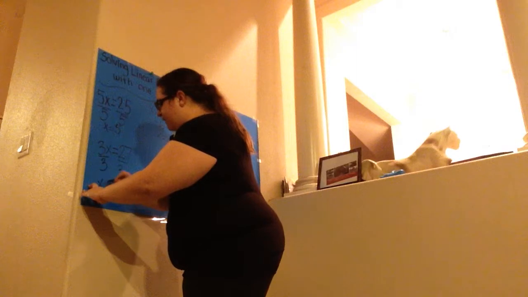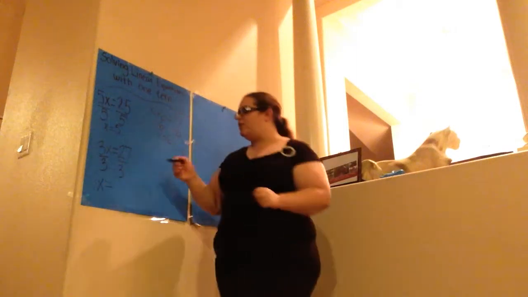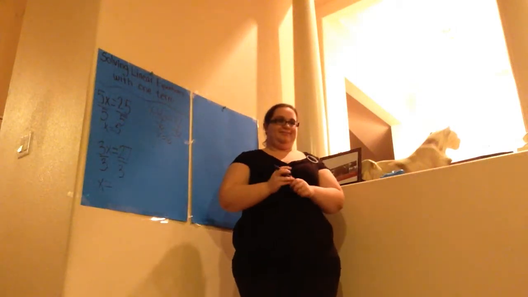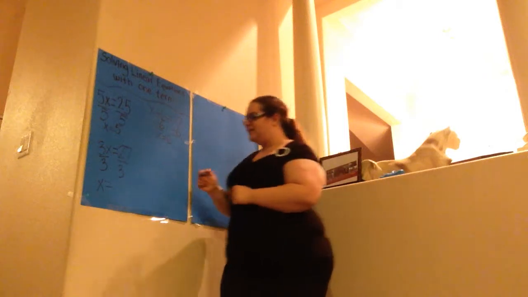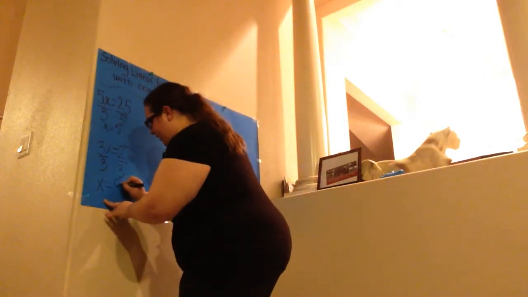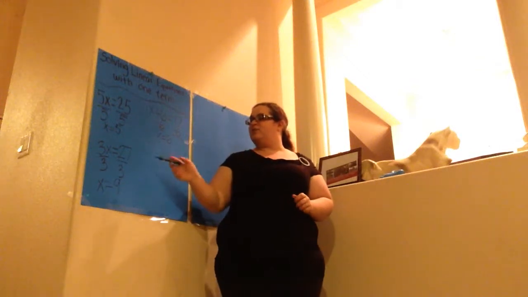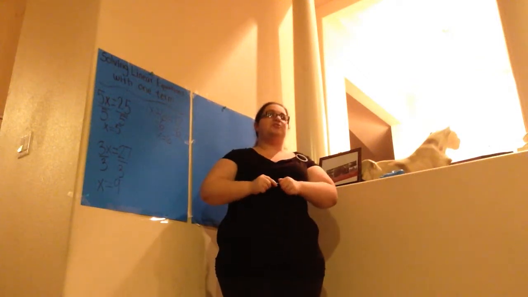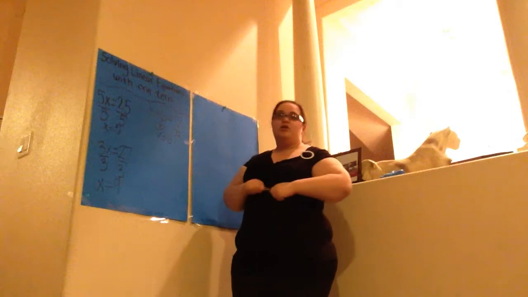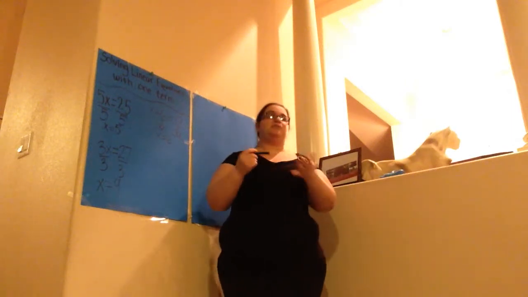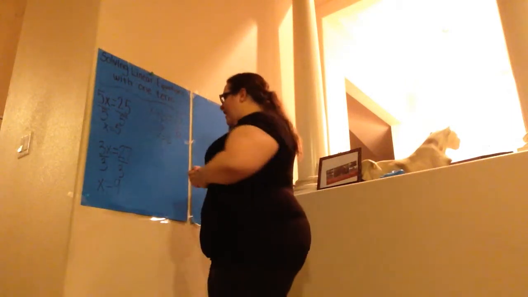So, Brittany, if we divide 3 on both sides, what will we get for our answer? X equals 9. Very good. So 3x equals 27. Our answer is going to be 9. Now we're going to do one more problem, but we're going to do subtraction and see what we can do with that one.